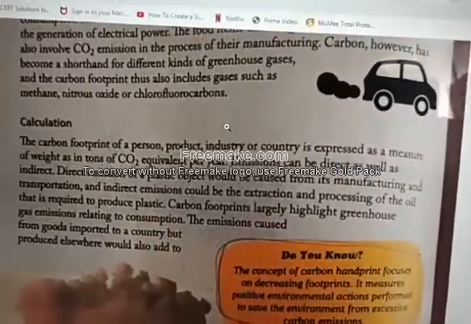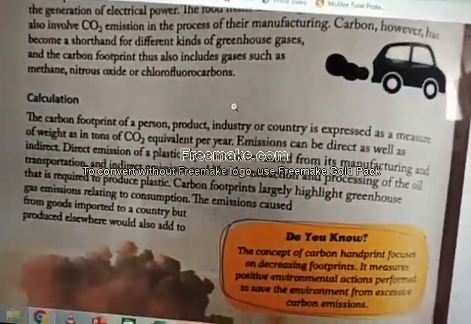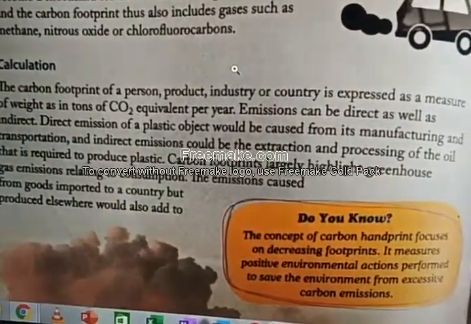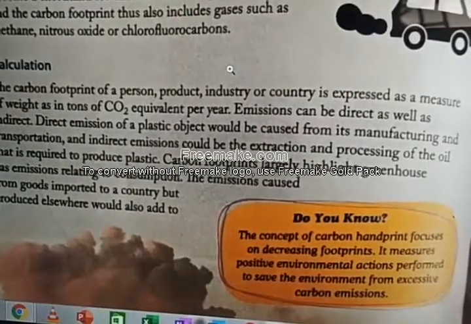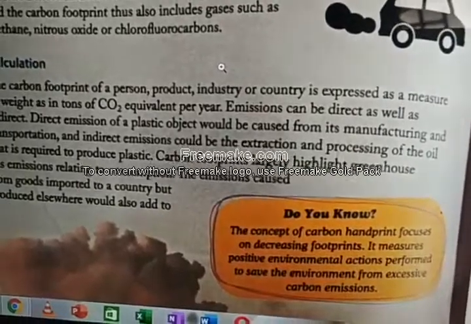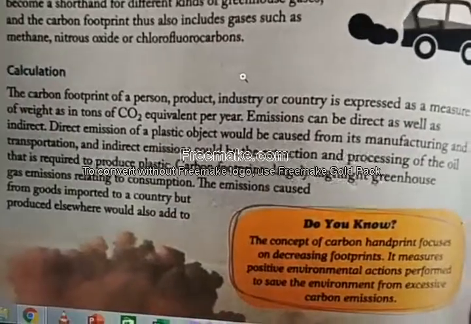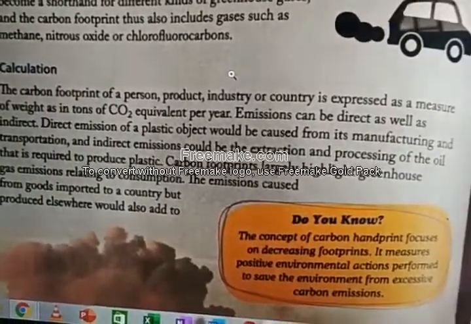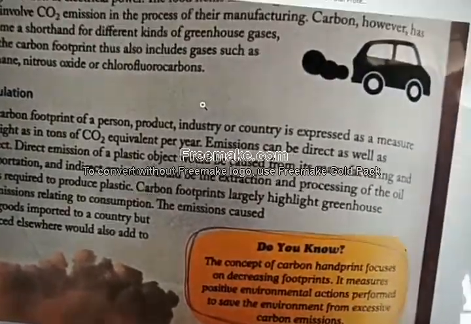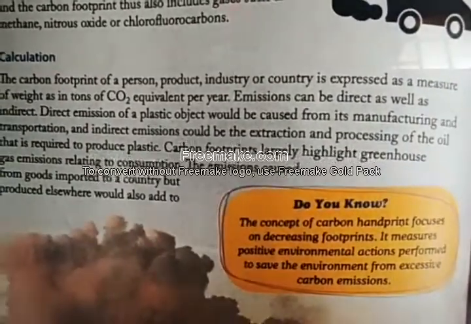Emission can be direct as well as indirect. Direct emission from a plastic object would be caused from its manufacturing and transportation. Direct emission means if you produce some plastic object, while manufacturing and transporting, if the emission occurs, that is direct emission.